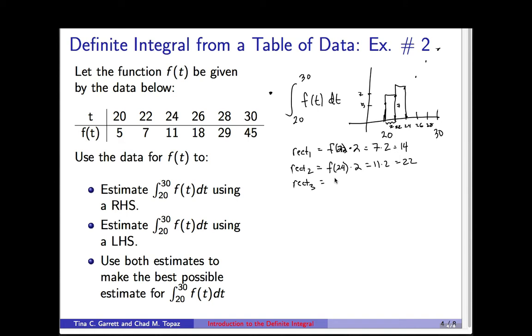The third rectangle, the height would be f of 26 times a base of 2. The picture there is 18 times 2, which is 36. And we've got 2 more to do. Rectangle 4, f of 28 times 2, which is 29 times 2, which is 58. And rectangle 5, f of 30 times 2.